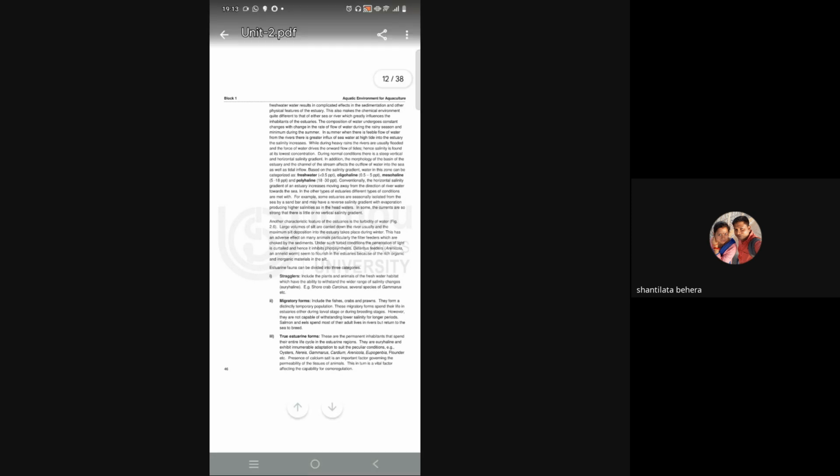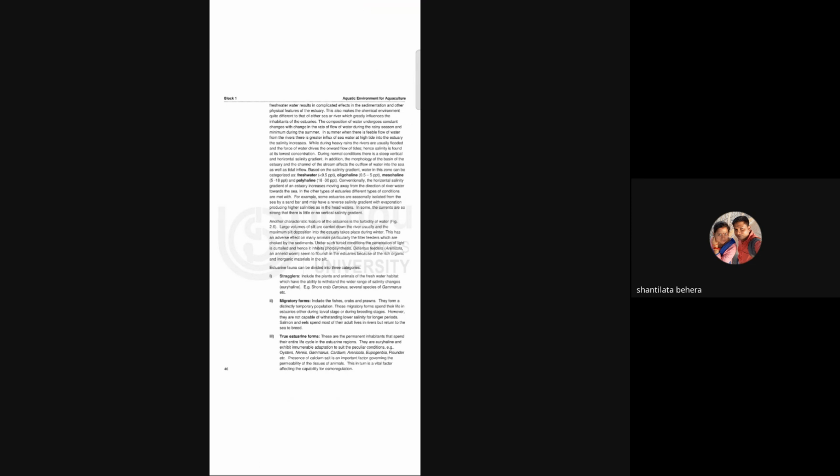Migratory forms: it includes the fishes, crabs and prawns. They form a distinctly temporary population. So these migratory forms spend their life in the estuary either during larval stages or during the breeding stages. Migratory forms means they are not the constant occupant of that area.